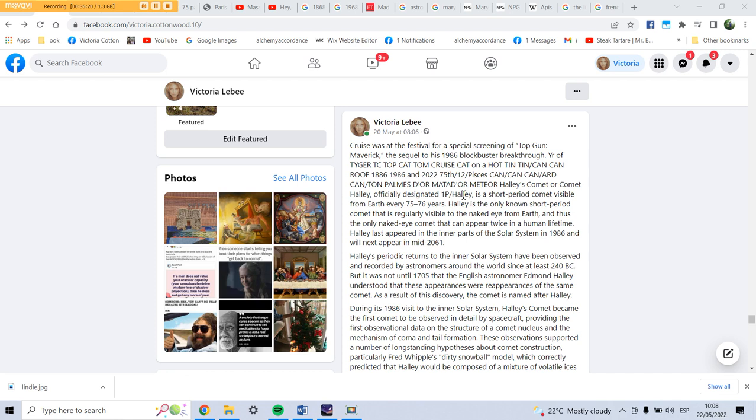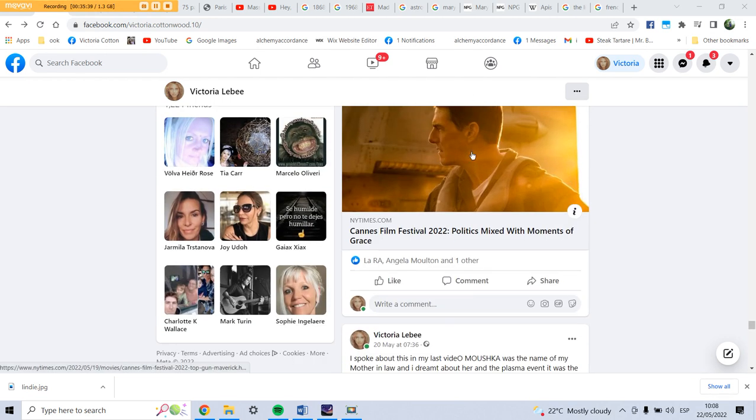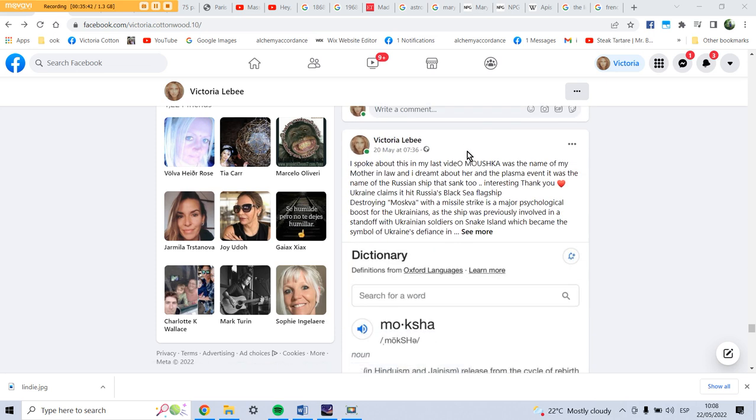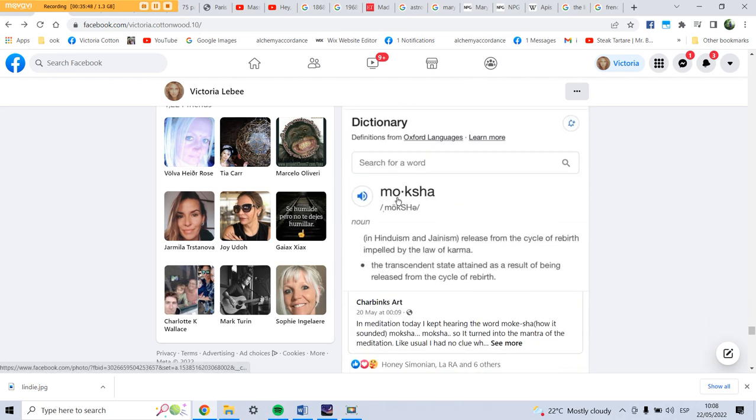And we had Halley's comet. Halley's comet, or Comet Halley, officially designated, is the comet that came out in 1986 as well. So here I write about the 1986 comet and its coming back. So again, it's all coming towards this. This again is the meaning of Moksha in Hinduism, generally release from the cycle of rebirth, impelled by the law of karma, the transcendent state attained as a result of being released from the cycle of rebirth.